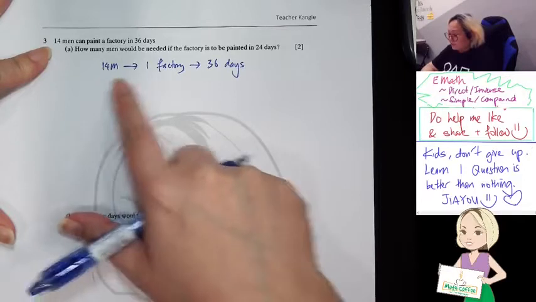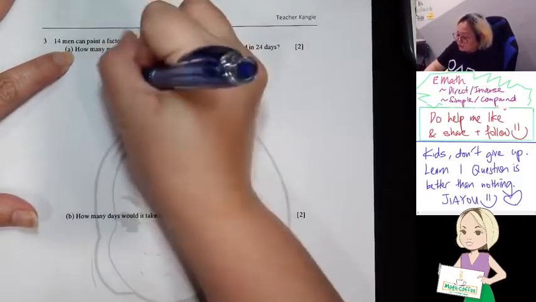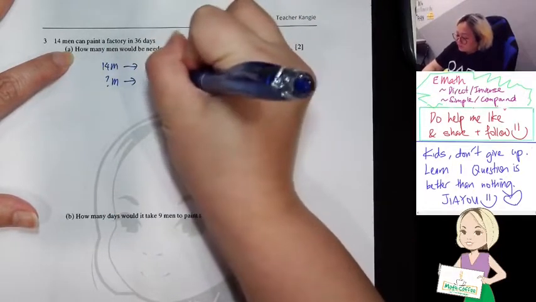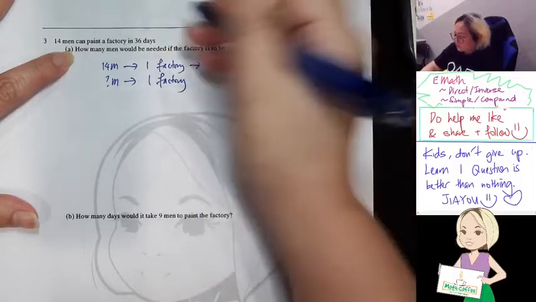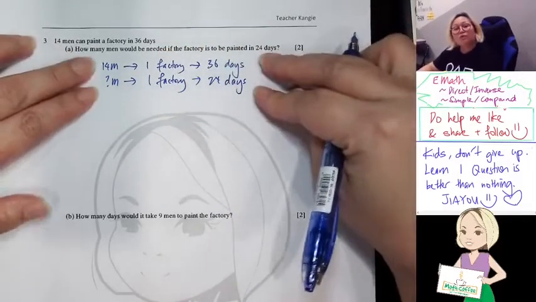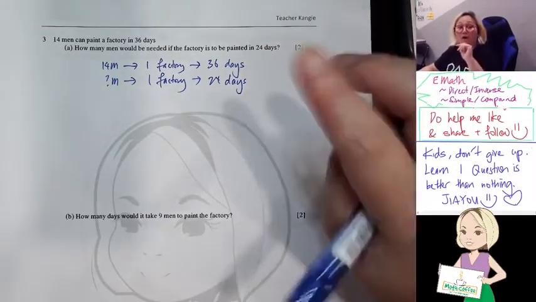Okay, after that, they ask how many men would be needed. So question mark men would be needed if the factory, that means 1 factory, and 24 days. So although look over here, there's 3 variables. I have men, I have factory, I have days. But because in both situations the factory is constant, both are talking about 1 factory and 1 factory.